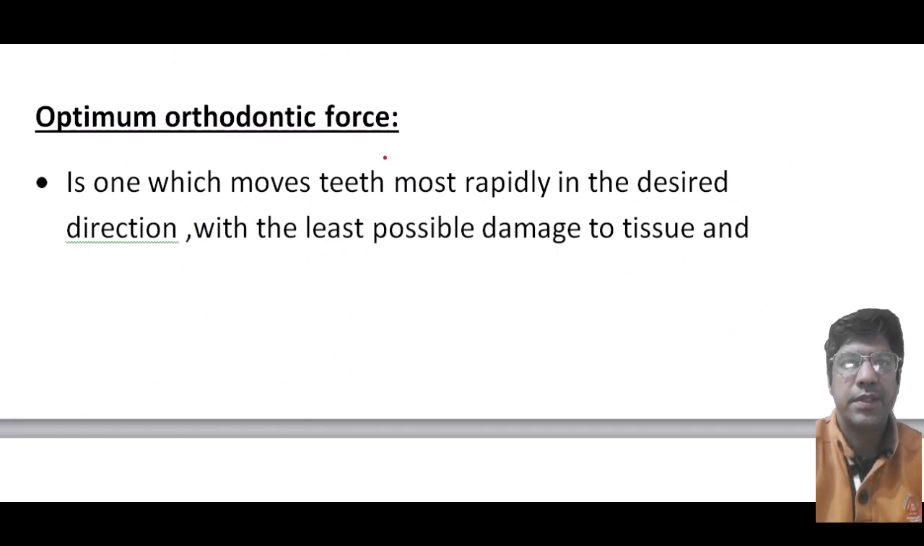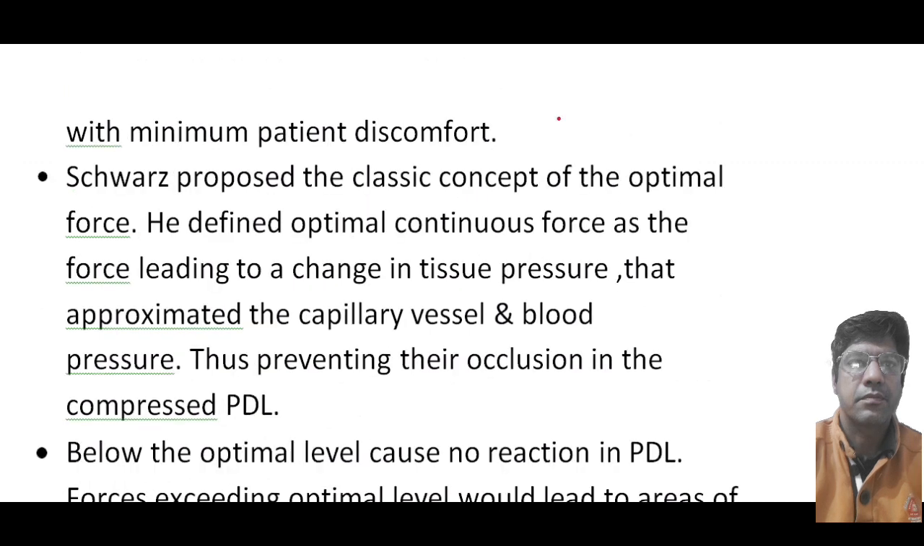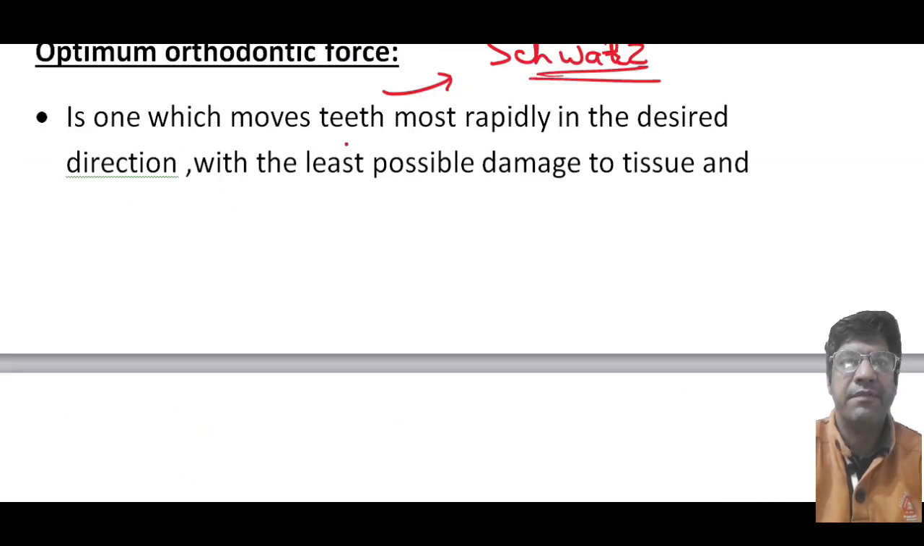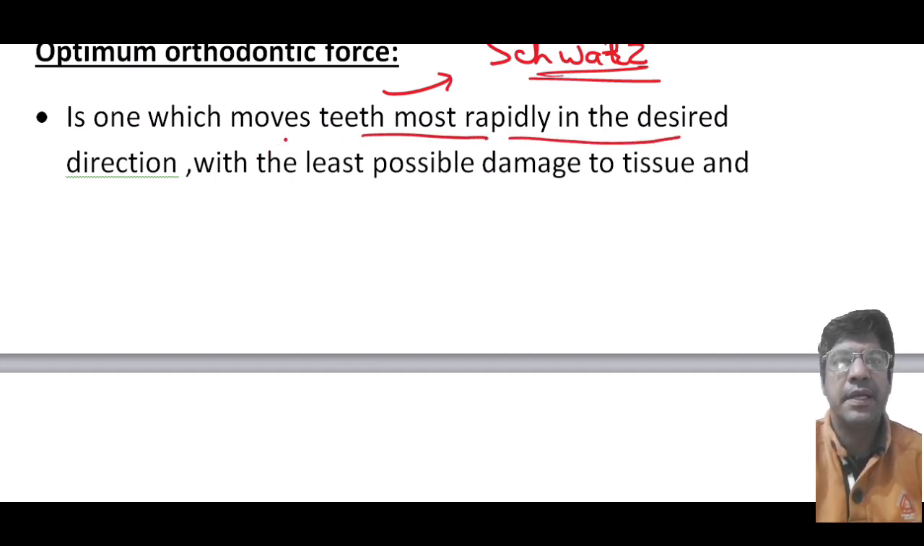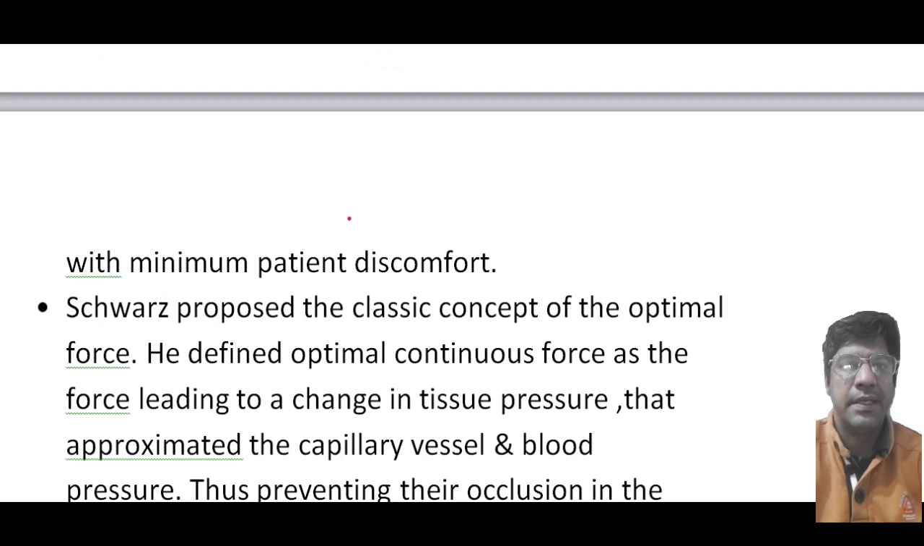Now, what do you mean by optimal orthodontic force? Remember, Schwartz proposed the concept of optimal continuous force. Optimal orthodontic force is one in which the teeth would move most rapidly in the desired direction with the least possible damage to tissue and with minimum patient discomfort. Schwartz proposed the concept of optimal continuous force that approximates the tissue pressure to the capillary vessels and the blood vessels. So that would prevent the occlusion of capillaries within the compressed periodontal ligament.